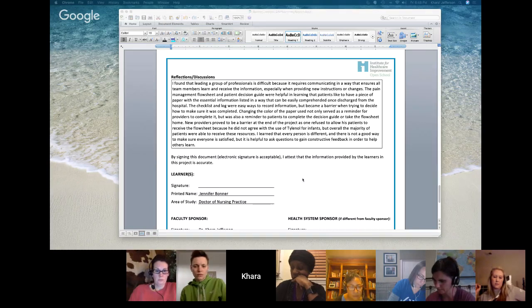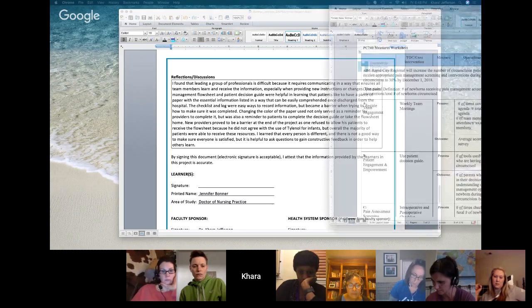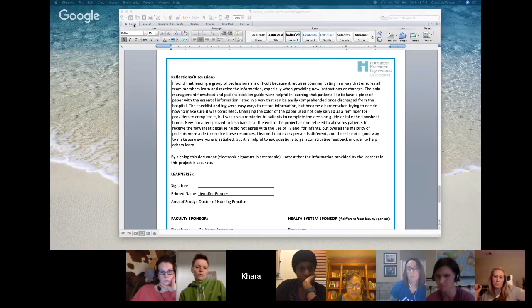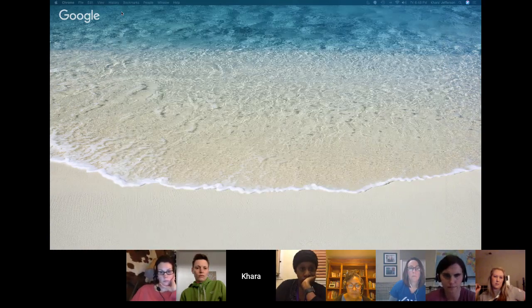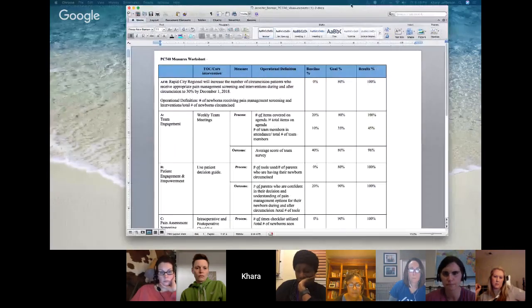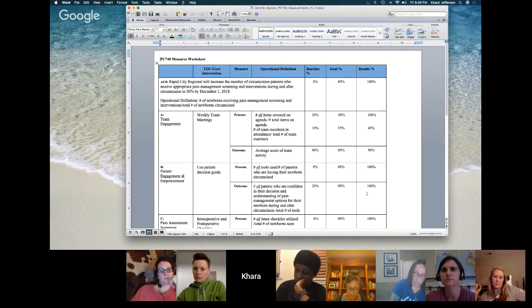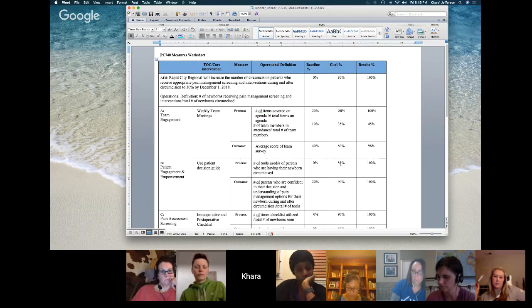And the only other thing that you do with this is, let's see, I actually have another window open. Let me close this. You take your measurement worksheet, like so, and you add a results column. And that tells us where you're going. So you keep every single other thing that you have. She has her operational definition under her aim right here. She has all of her baselines, all of her goals, and all of the results.